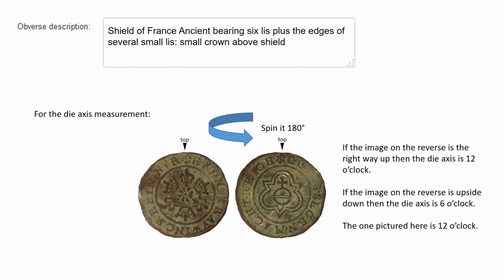Finally, the die-axis measurement should be recorded. The diagram here explains how to do this. Hold the Jetton between thumb and forefinger with the obverse facing you and the right way up. Spin the Jetton 180 degrees, and if the image on the reverse is the right way up, then the measurement is 12 o'clock. If the image on the reverse is upside down, then the measurement is 6 o'clock.